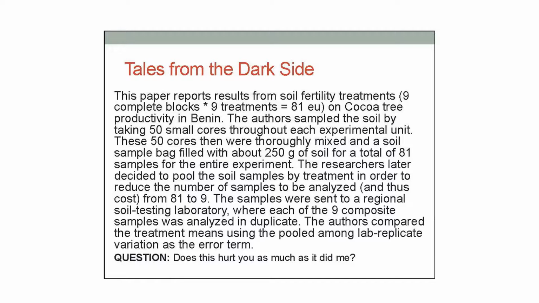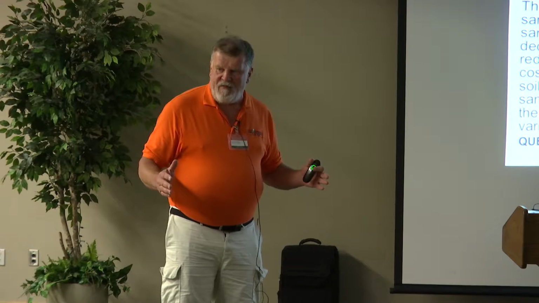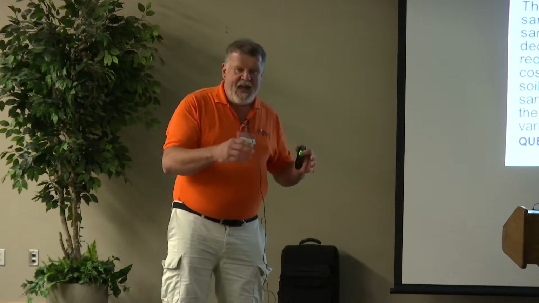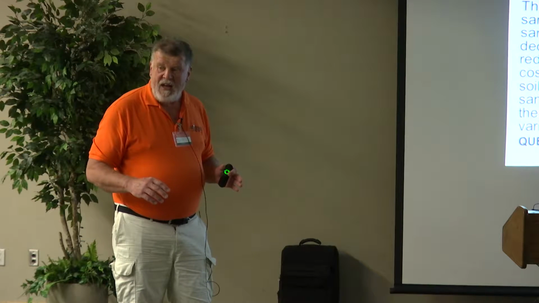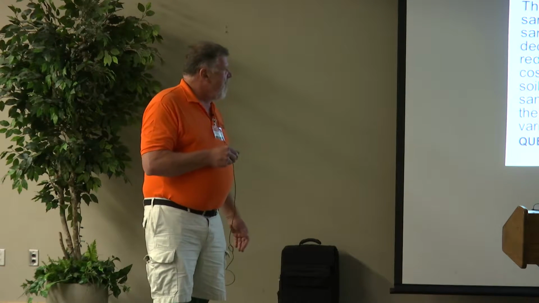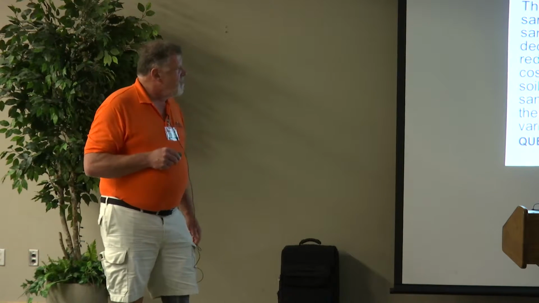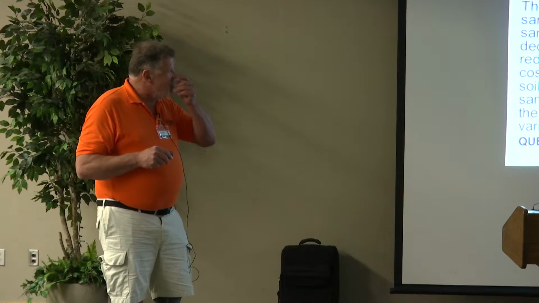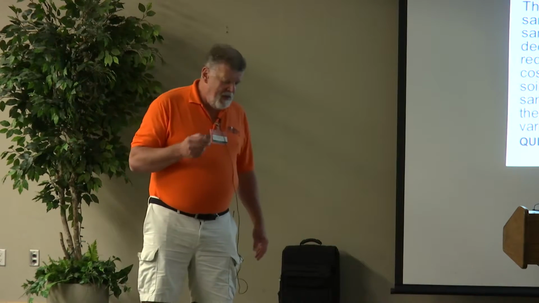Because there's variation. If you do field research, you have an assumption there is spatial variability. So to avoid that, I think they had 50 cores. They did a beautiful job. They mixed them thoroughly, and then derived a sample of about 250 grams. That's all we need for soil analysis. And so they had 81 samples.